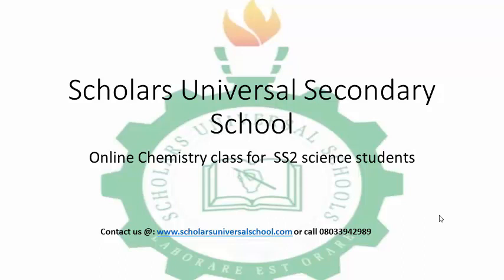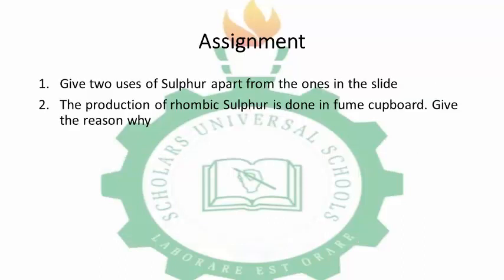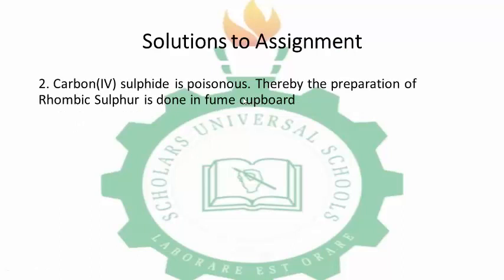Now, in our last lecture, we were talking about sulfur, and today is just going to be a continuation of where we stopped in our last lecture. This was the practice question I gave you for the last lecture. You can get as many uses of sulfur as possible. For the second question, this is the solution to the practice question.